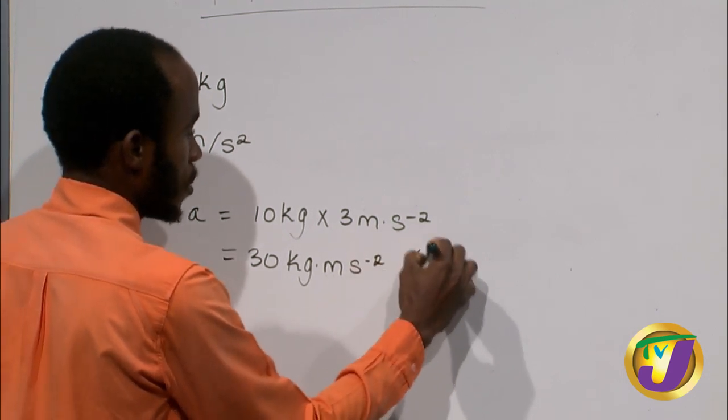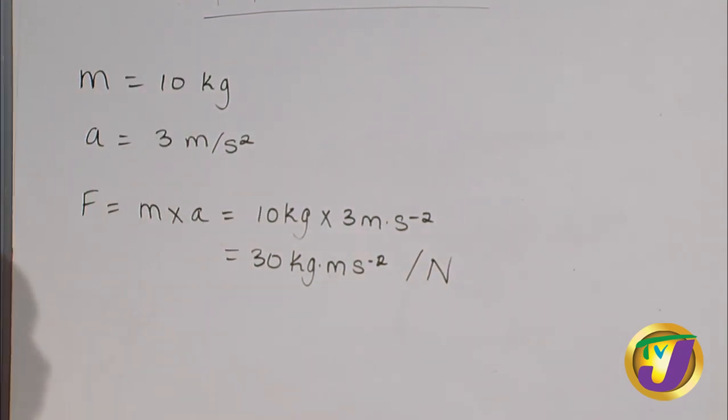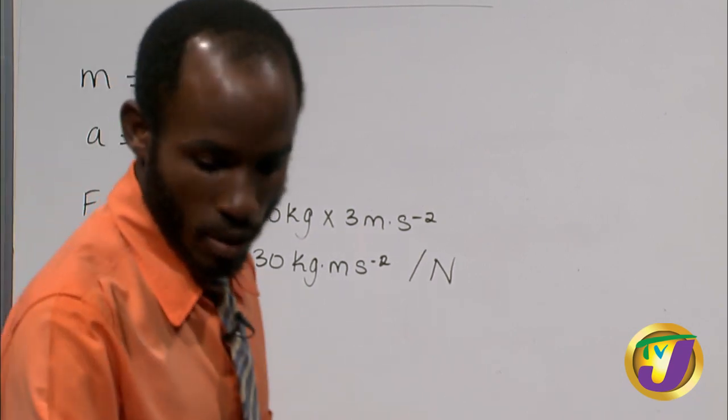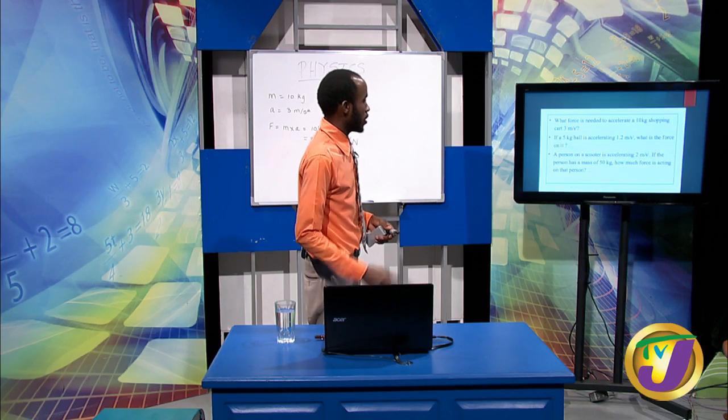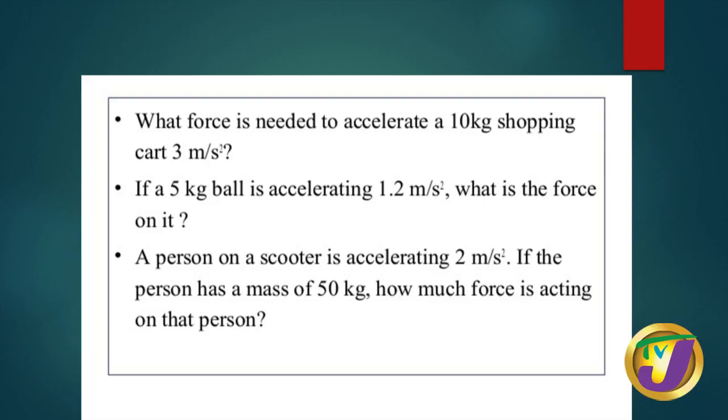Or if you want, you can just write simply newtons. All right? So that's simple math. Just multiply the two values. And for the other two questions, you simply multiply the values because they're all asking for force. Force for the second one, force for the third. 5 times 1.2 will give you 6 newtons. 50 times 2 gives you 100 newtons. You can just work that out in your free time.